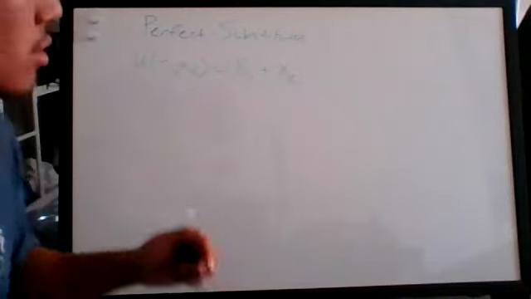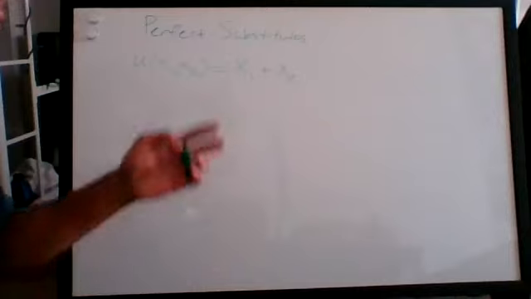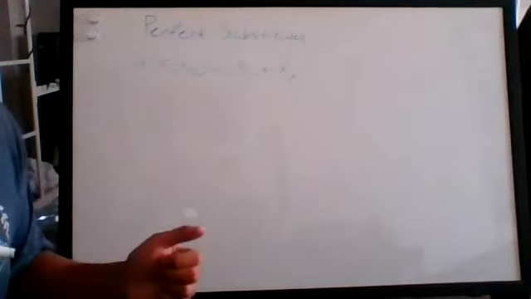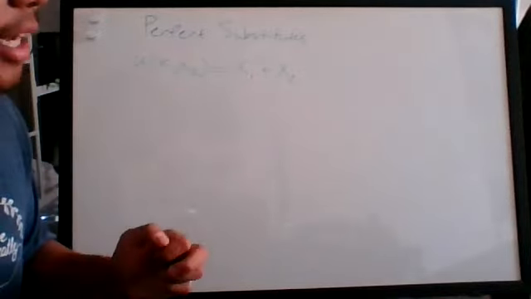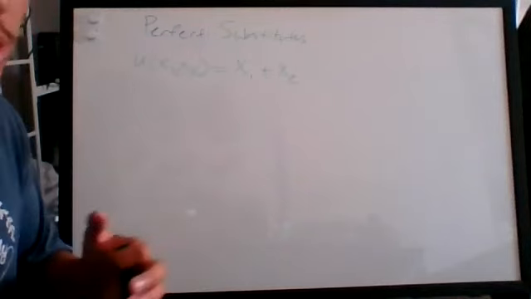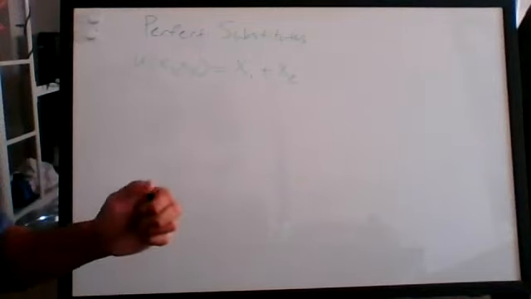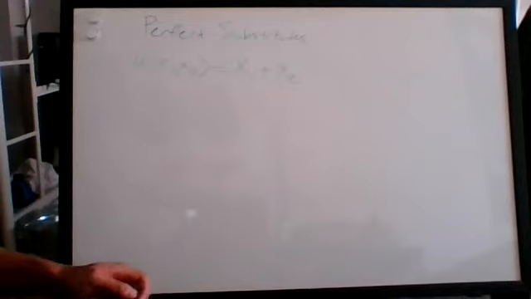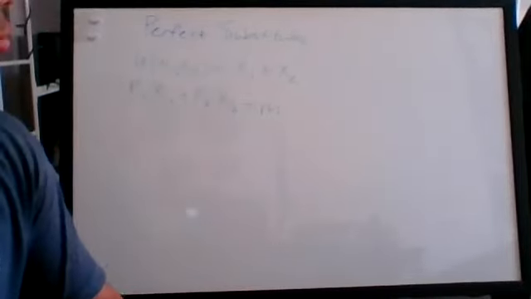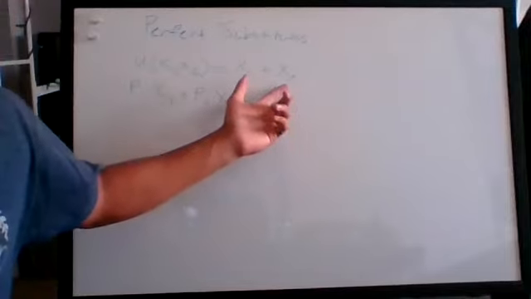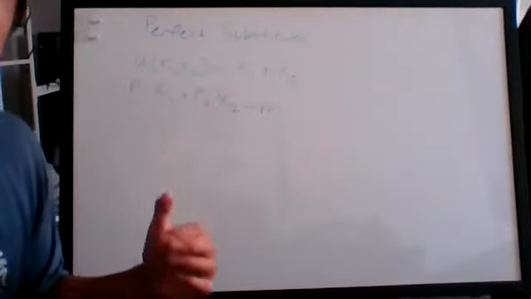Hopefully you can see that with perfect substitutes, the MRS is always going to be the same no matter how much x1 and x2 we have. It doesn't depend on the bundle that we have. Given that, and given P1 x1 plus P2 x2 is equal to m, because we don't care whether we have x1 or x2, since they provide the same amount of utility, that's where the prices are really going to come in handy.